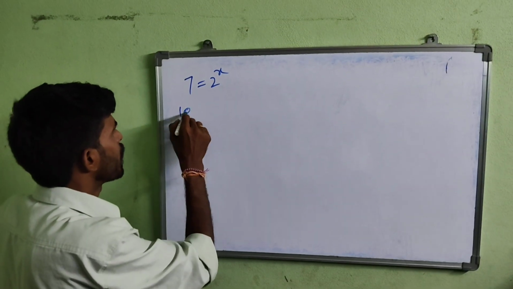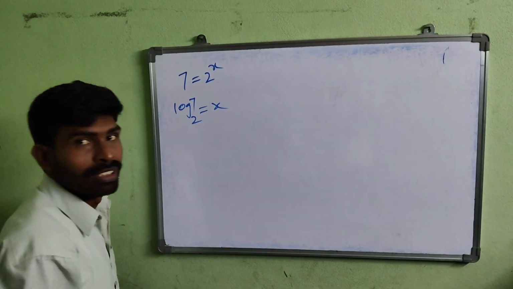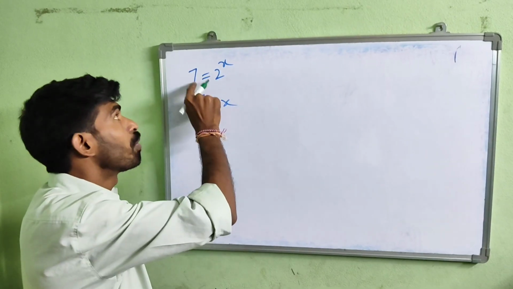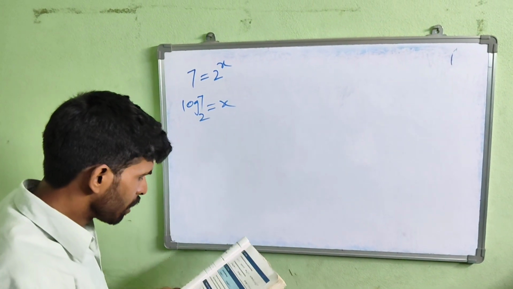As log 7 to the base 2 equal to x. We need to find out what x is. 2 power what x is equal to 7, we need to know.